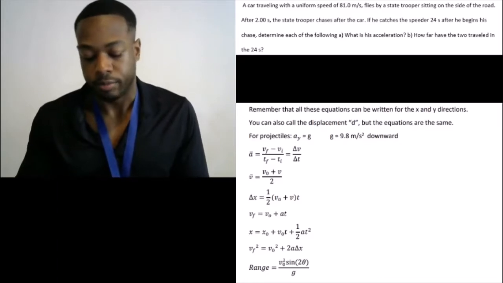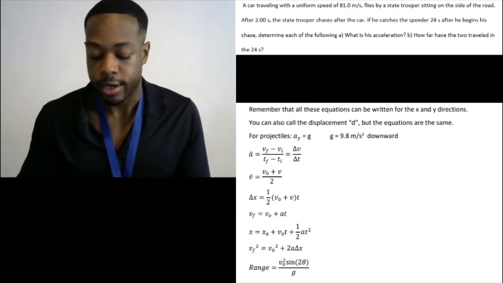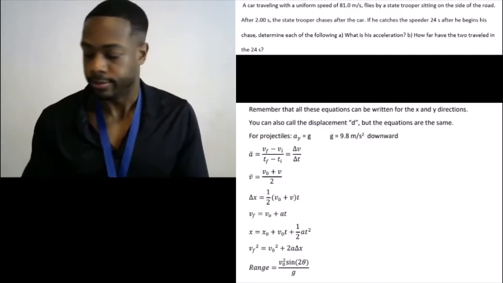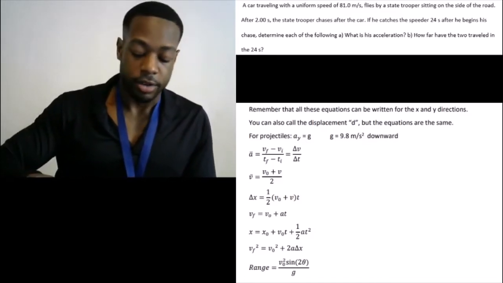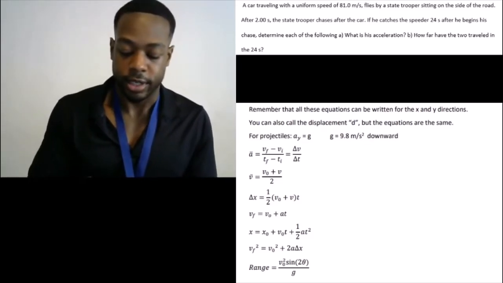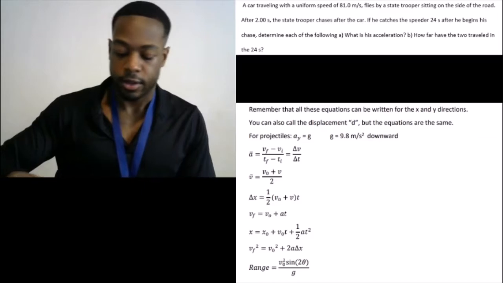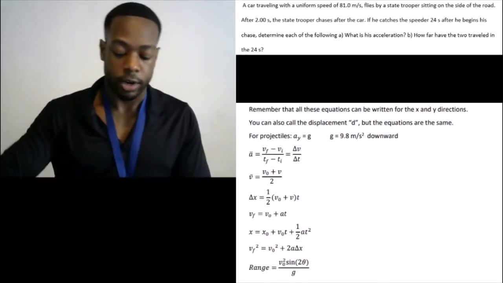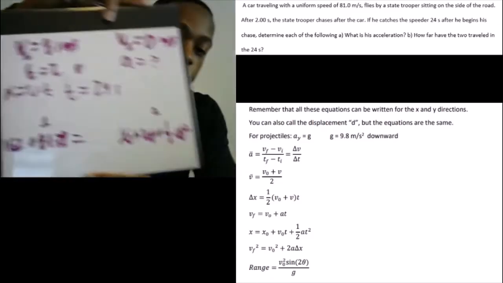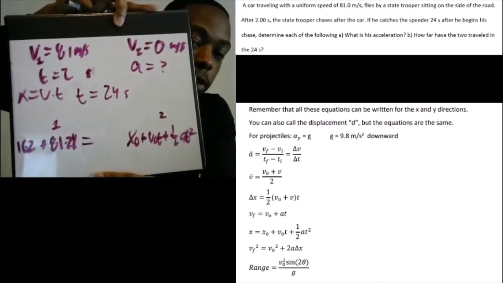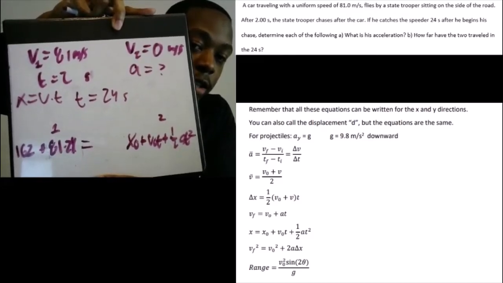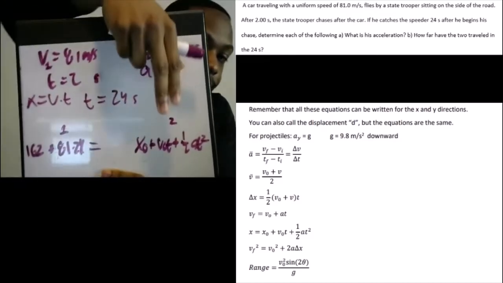And then 1/2 acceleration times time squared. What's the acceleration for the speeder here? And you should think to yourself, if he's got a constant velocity, no acceleration, so we're going to say 0 for that. So for the first part of our equation, we're going to have 162 plus 81 times 24. That will give us the displacement of the speeder and also of the cop.